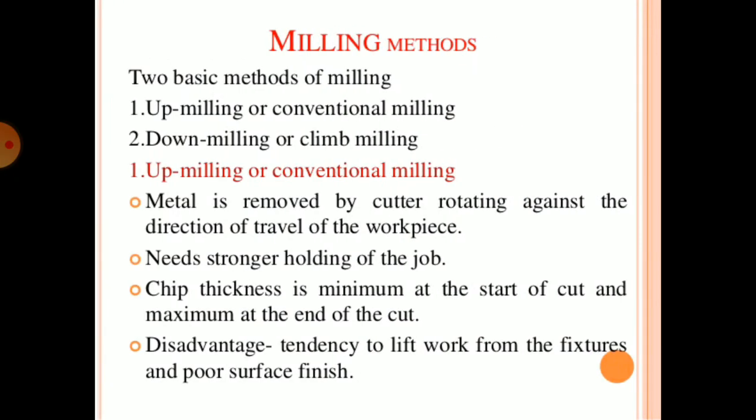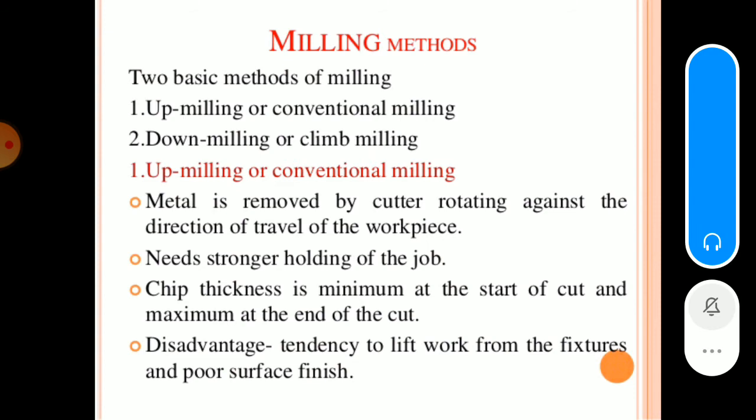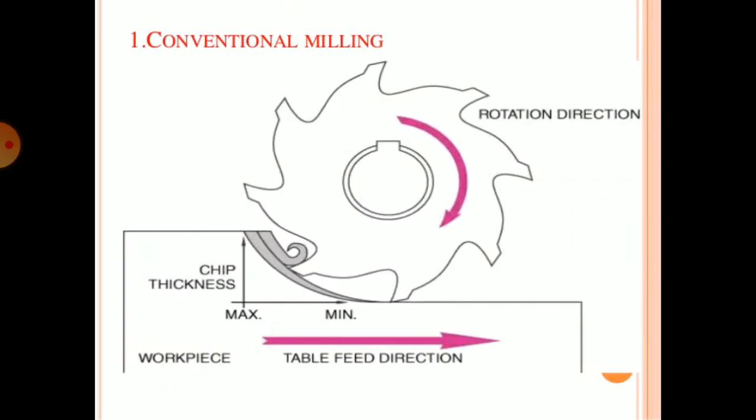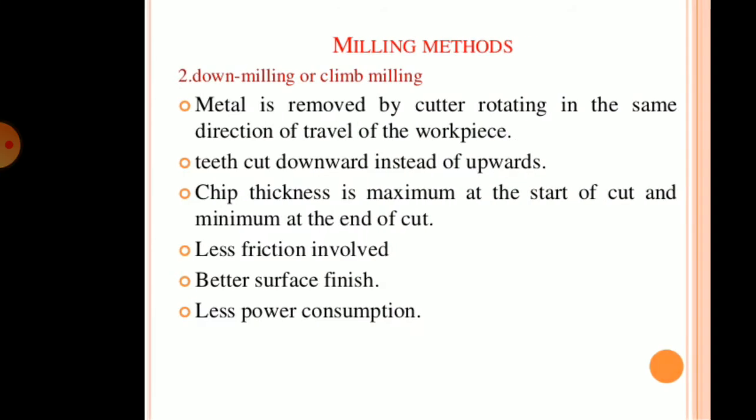Milling methods are basically two types: up milling or conventional milling, and down milling or climb milling. Up milling or conventional milling, in which metal is removed by cutter rotating against the direction of travel of the workpiece, which needs a stronger holding of the job. This is conventional milling, in which the cutter is rotating opposite to the direction of the workpiece.